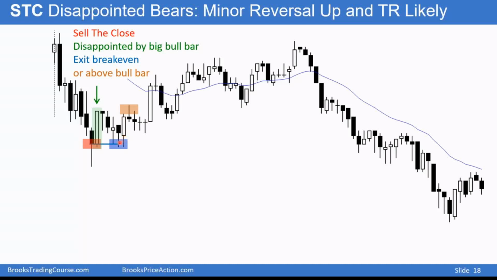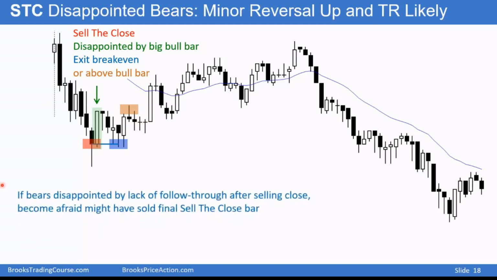And then the final bears who did not take the chance to get out break even gave up here and gave up here as well. The bears who sold that close were disappointed by this big bull bar, and they were afraid that they might have sold the low close of the trend. Because of that, they bought back their shorts and they stopped selling. The bulls took over for the next 20 or 30 bars.